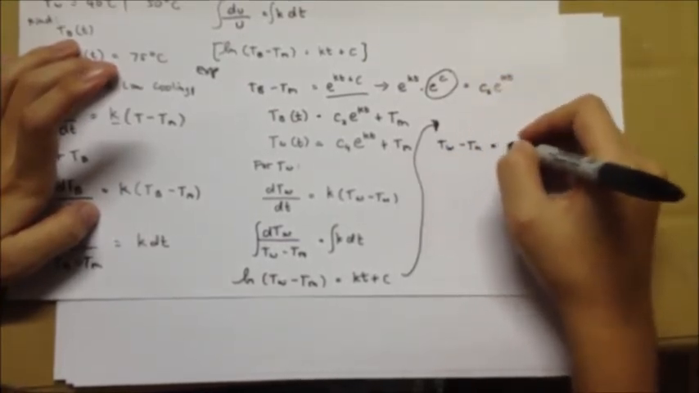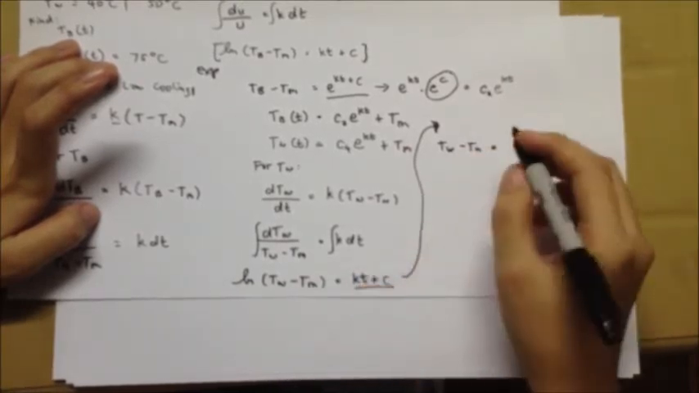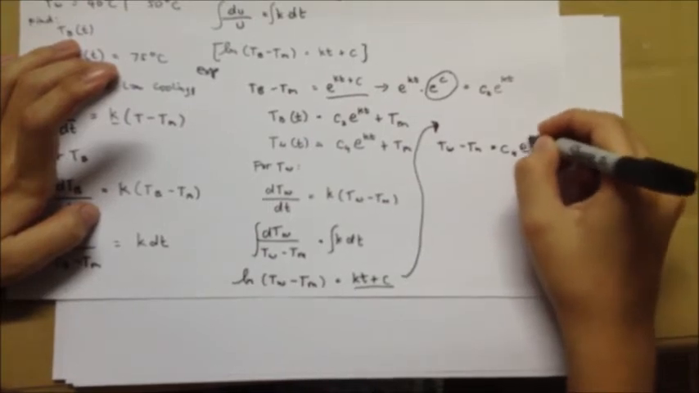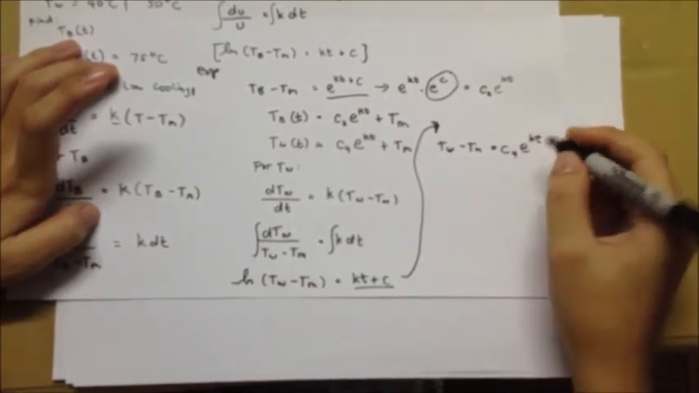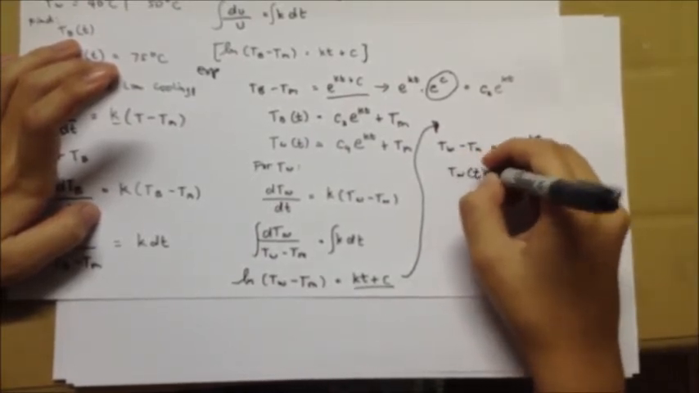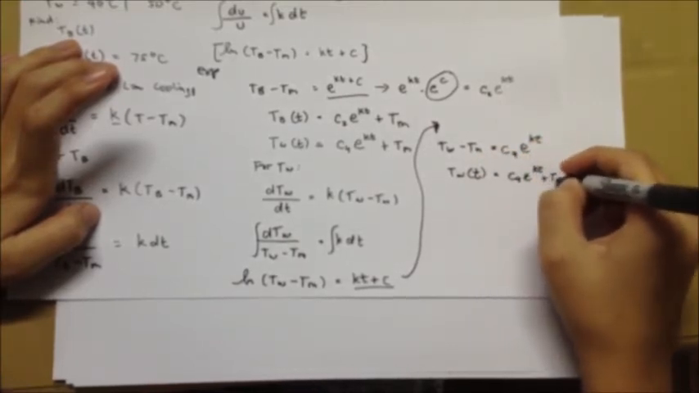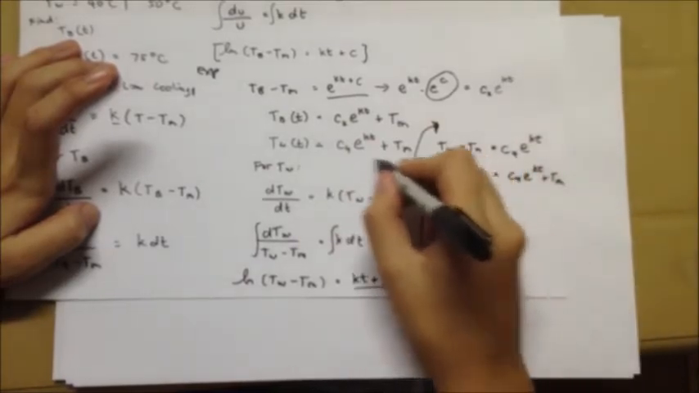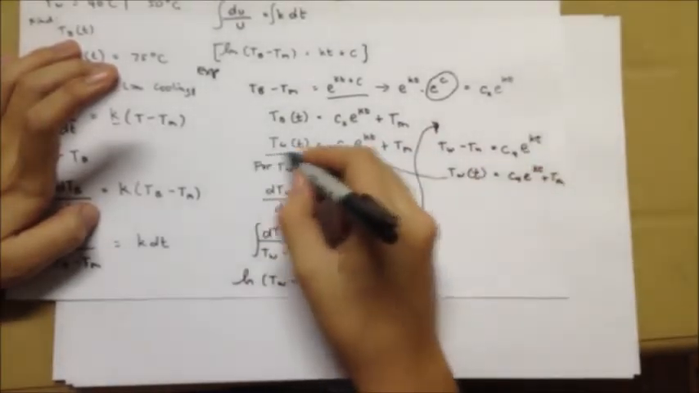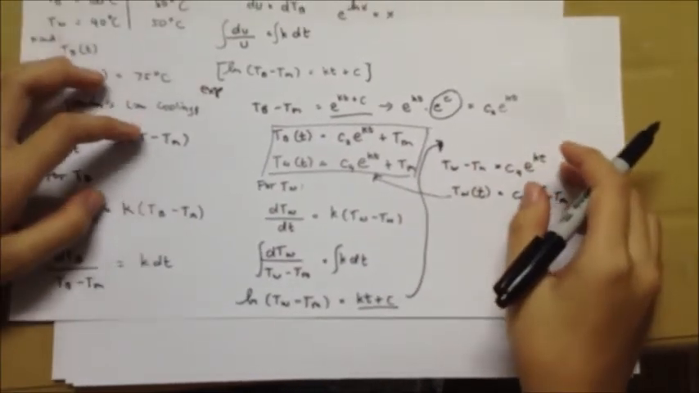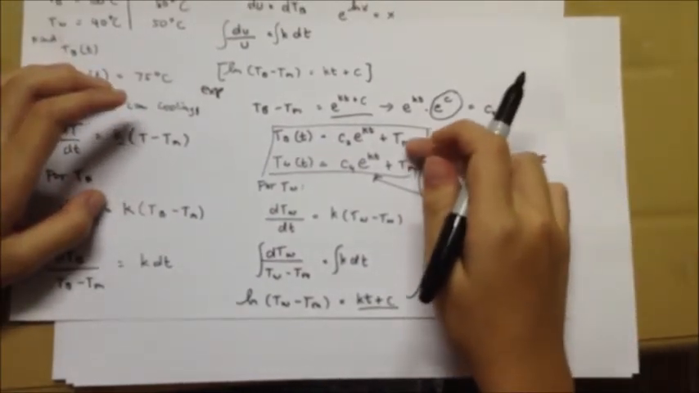This is equal to this one. Still use another constant, which we say C4 e raised to kt. Now, temperature of water with respect to time is just equal to C4 e raised to kt plus Tm. So, it's just equal to that one. Now, the next thing we're going to do is we have to solve for the temperature of the surrounding.